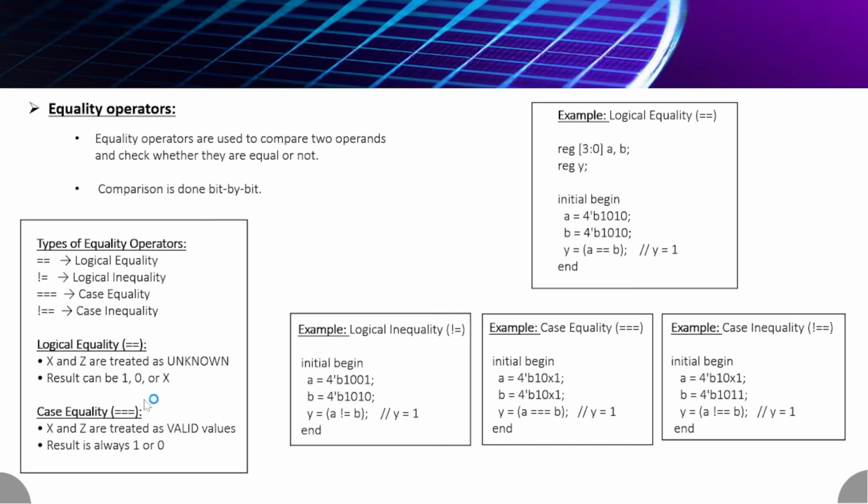Use logical equality in normal design comparisons, and use the case equality when you want to compare x and z explicitly. Equality operators are commonly used in if conditions, assertions, and verification logic.